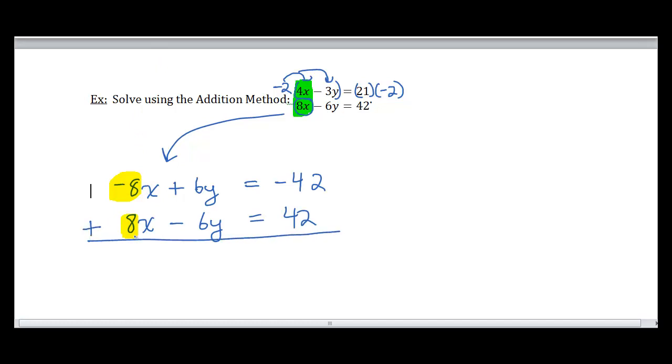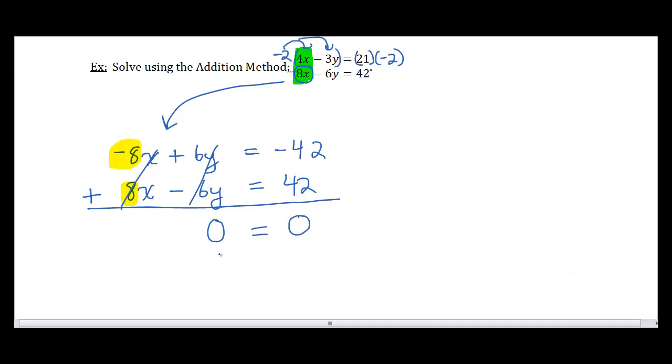Well, negative 8x plus 8x, that's canceled. That's 0. 6y minus 6y, that's also 0. So my left-hand side became 0. My right-hand side, I have a negative 42 plus 42. That's also 0. Well, since that's also 0, this is what we call an identity equation. And when we have an identity, that means we have infinitely many solutions.